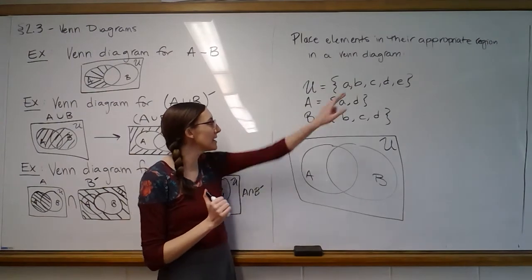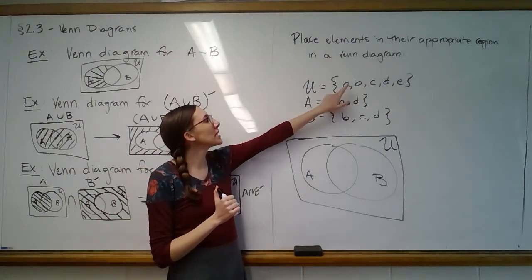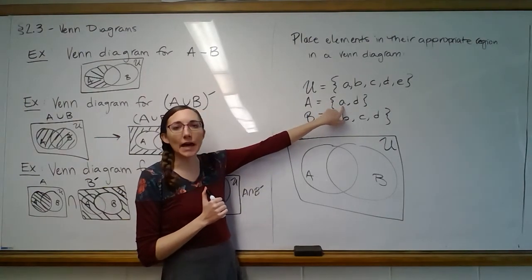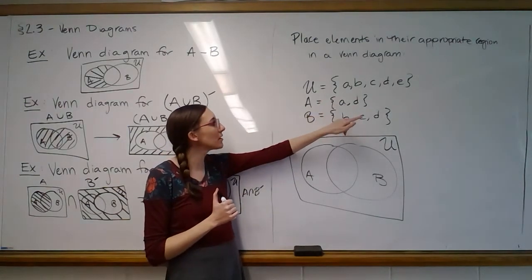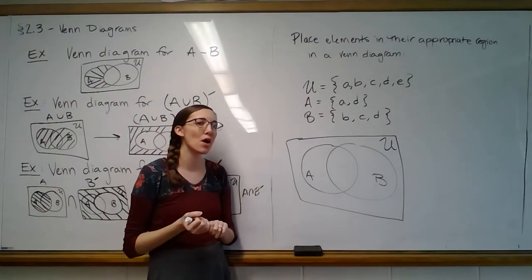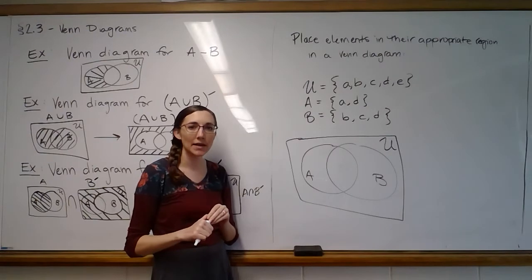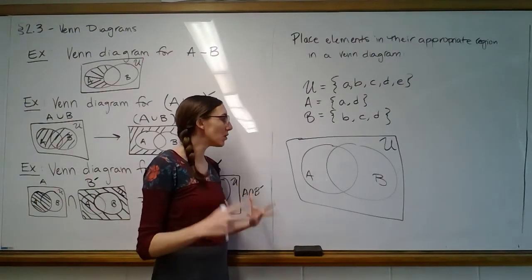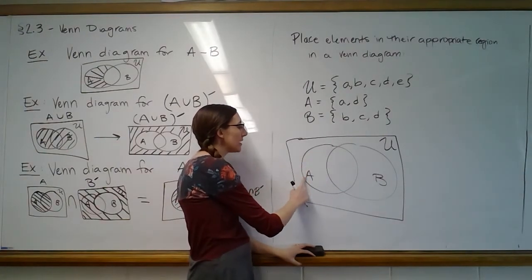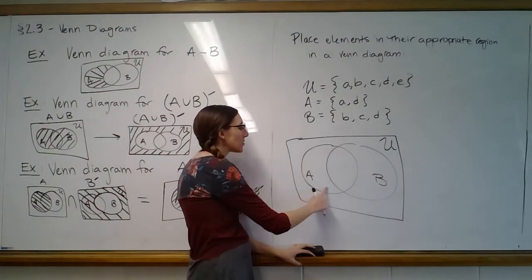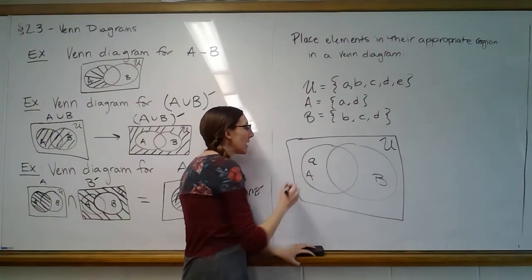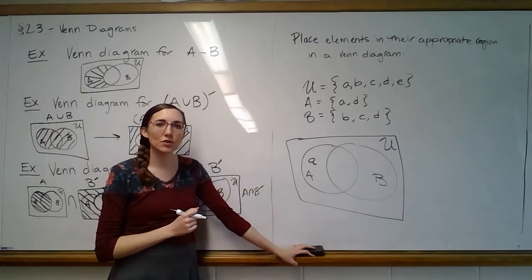So if I look at, say, the element A, we see, well, it is in my universal set, and I also see that it's in set A. We look then though and see, is it in set B? And the answer is no. So it's only in A and not in B. So the particular region in my diagram that represents that is this region right here, right? We're inside the circle for A, but outside of the circle for B. So my little element A fits in that region.